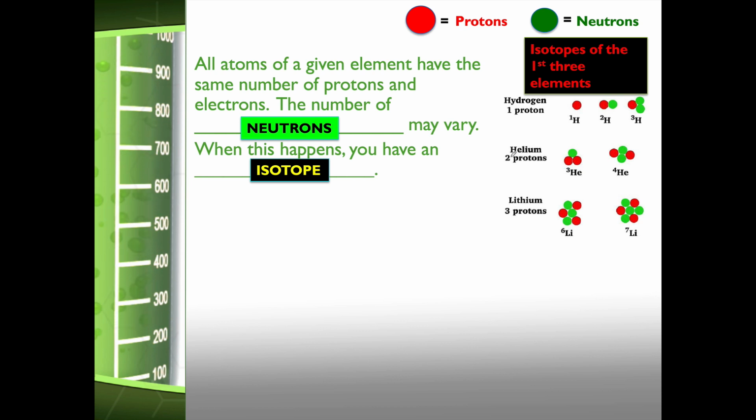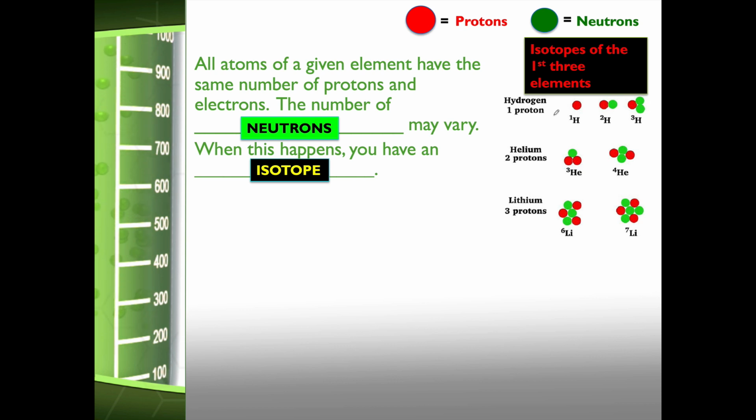Helium is atomic number 2, which means it has 2 protons. 2 red dots, 2 red dots. They're both helium. Lithium has atomic number 3, meaning 3 protons. 1, 2, 3, 1, 2, 3. Okay, so we've identified that this is hydrogen, helium, and lithium.